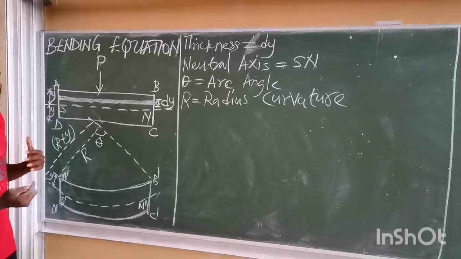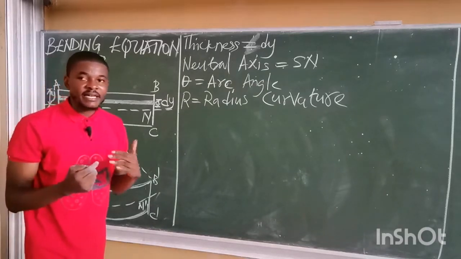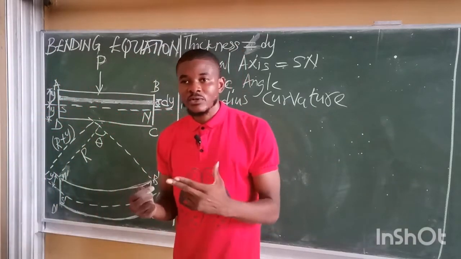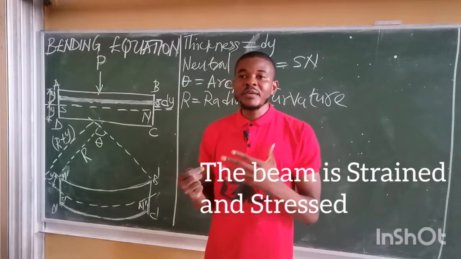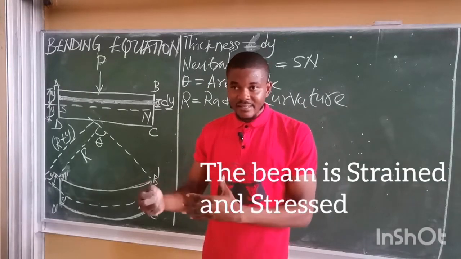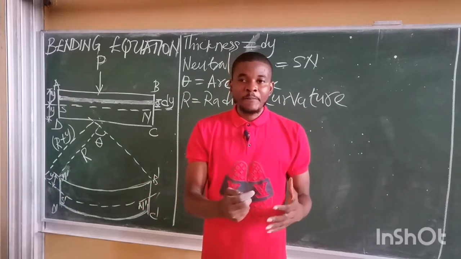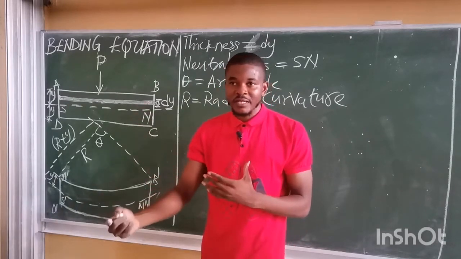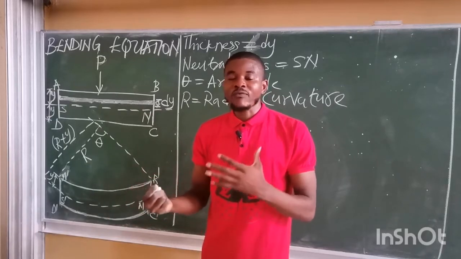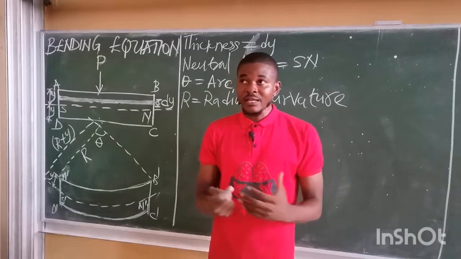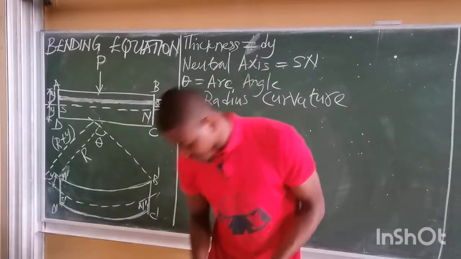So to prove this equation, first thing first, I've always said that whenever a beam is subjected to load, two things play out on the beam. First, the beam is strained, and the next thing is that the beam is also what? Stressed. So we are going to obtain the strain and the stress due to this load that is being applied on this beam that causes the beam to bend. We have to obtain the strain. We also have to obtain the stress. Okay, let's do that now and see.